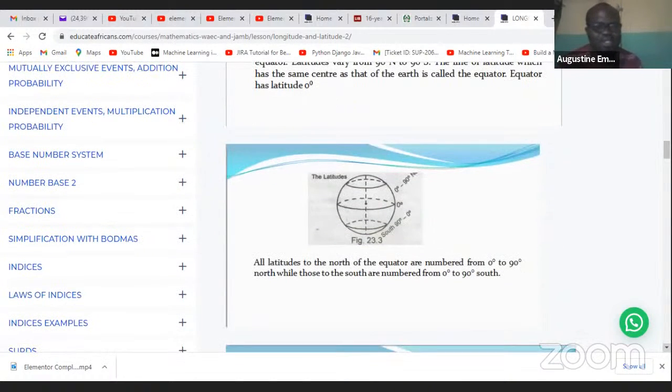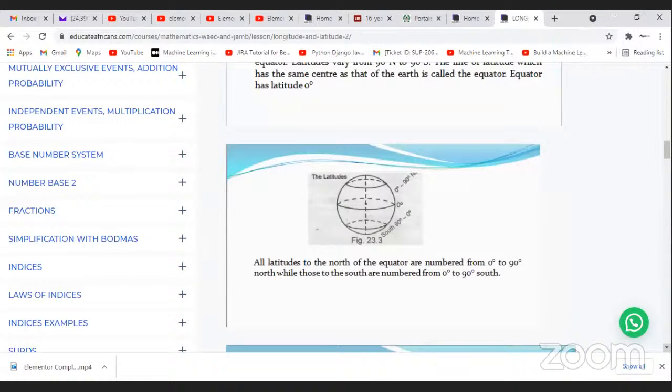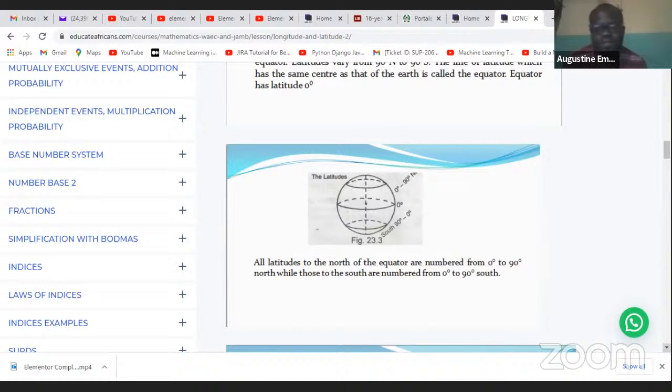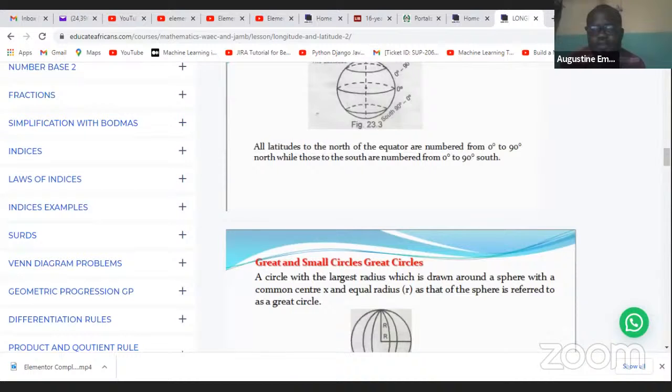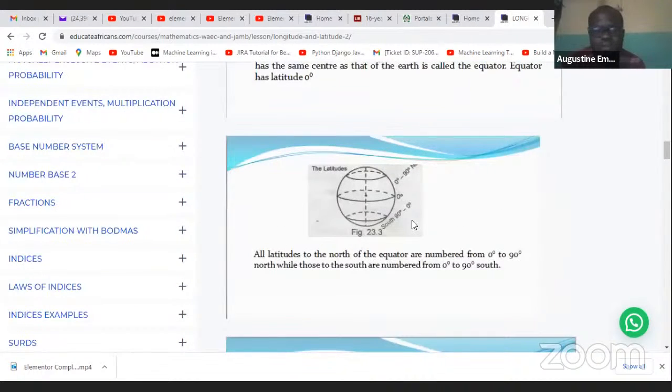So are we clear with all these simple facts? Okay, all latitudes to the north of the equator are numbered from 0 to 90 north, while those to the south of the equator are numbered 0 to also 90 south. So let's keep moving forward. So that is what we see here, 0 to 90 north, 0 to 90 south.